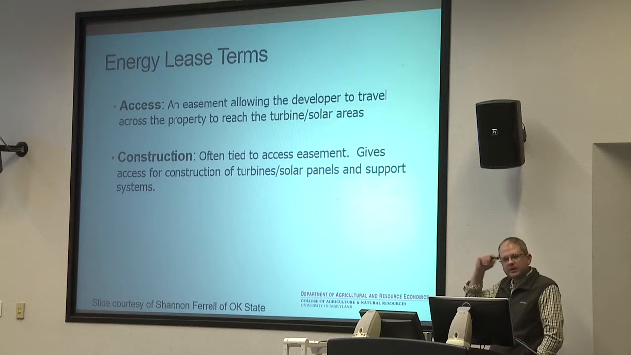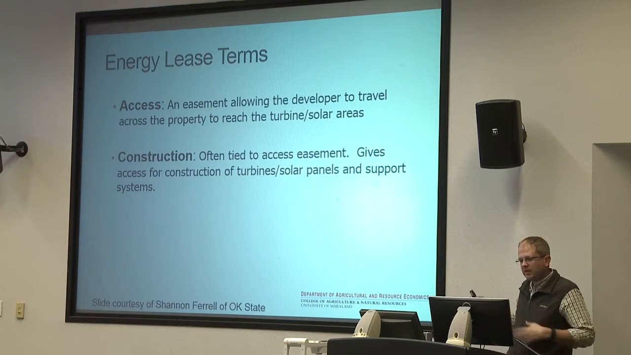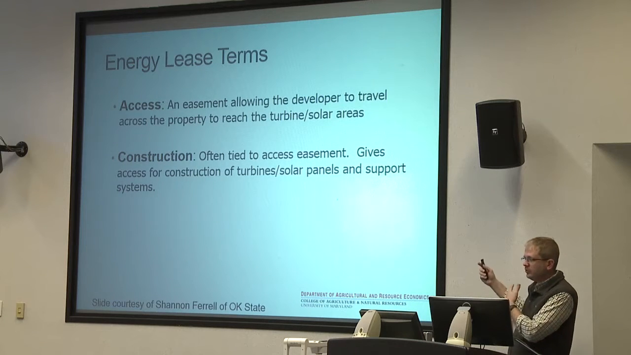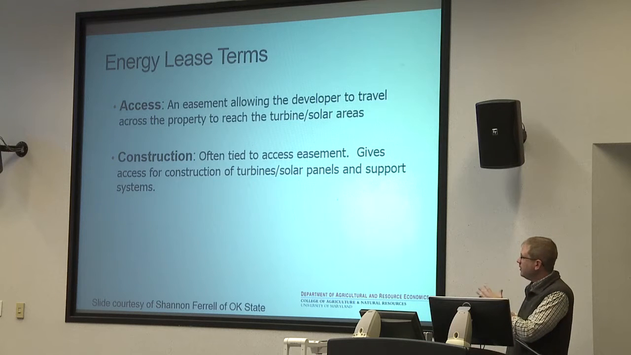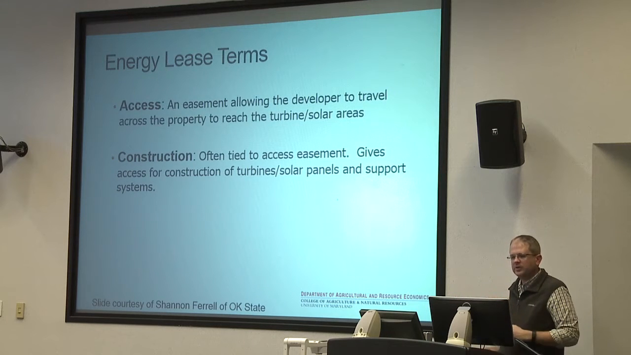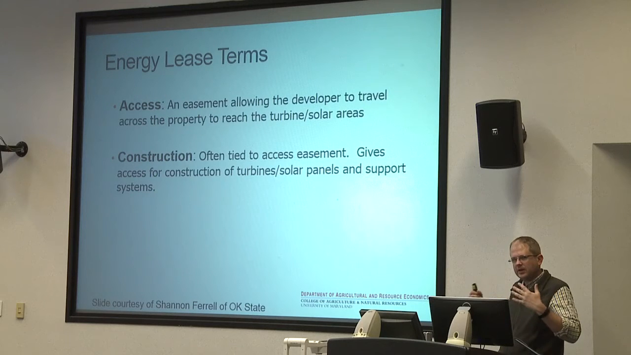The first thing that needs to be talked about is they're going to be an easement allowing the developer to travel across the property to do the tests, to reach the sites, wherever these things are going to go. So there's going to have to be some ability for them to access it. There will be a clause in there discussing access. There'll be something in there discussing construction. It's often tied to the access easement, so they go hand in hand.